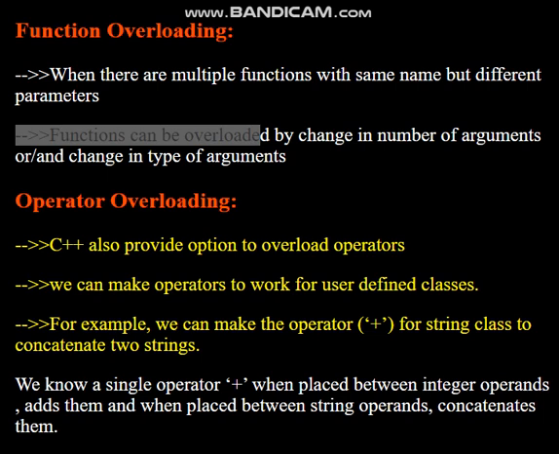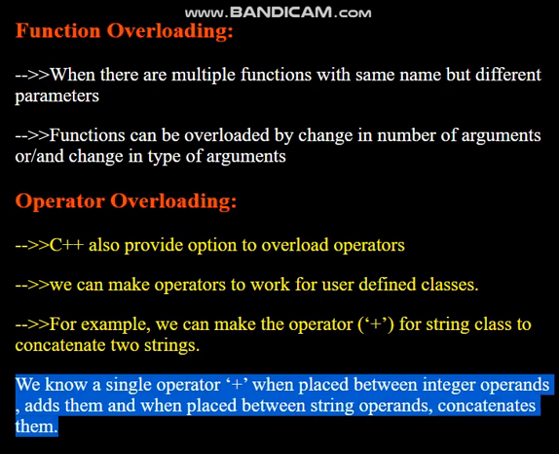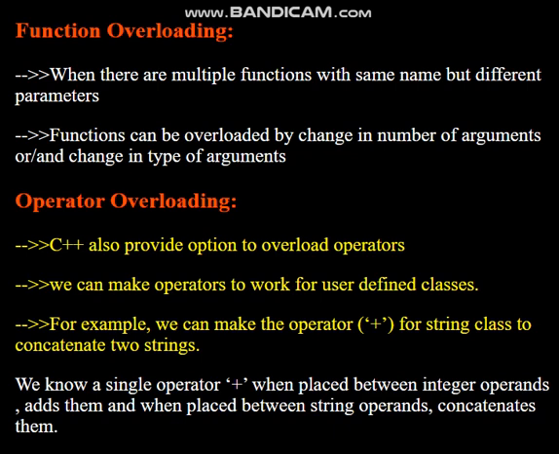Like we can add two names, Ram plus Ramesh. If you use the plus operator, it will become RamRamesh. And we know a single plus operator, when placed between integer operands, adds them. Like 2 plus 3 becomes 5. Now we'll see how to do it in C++.